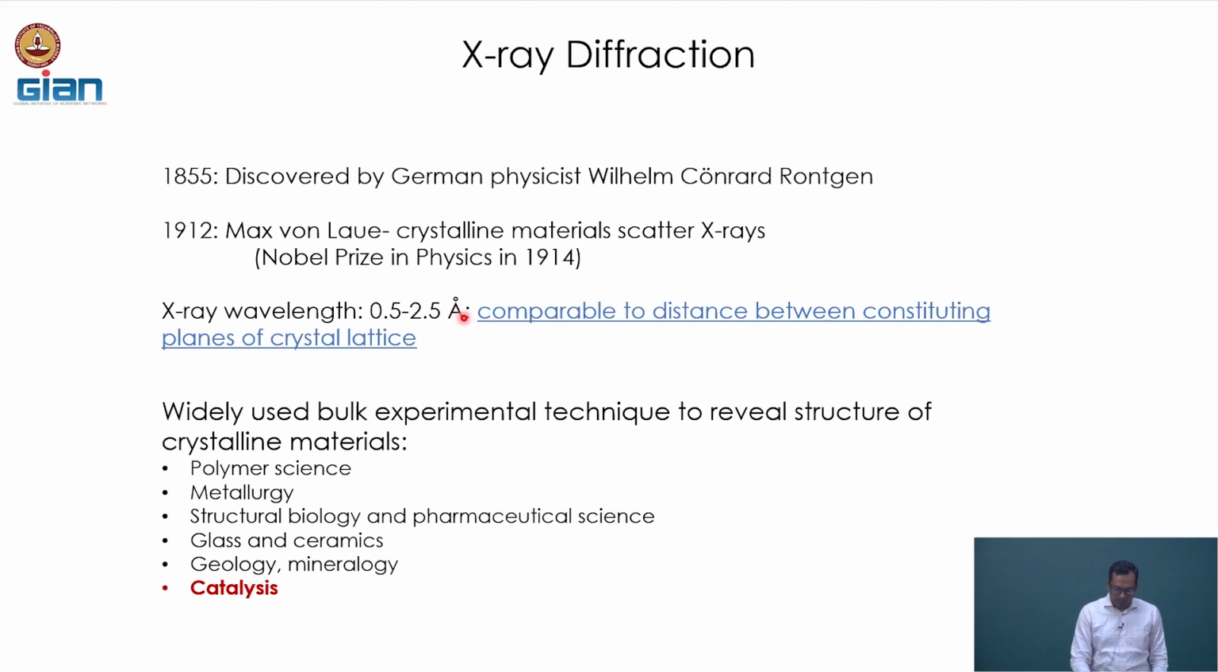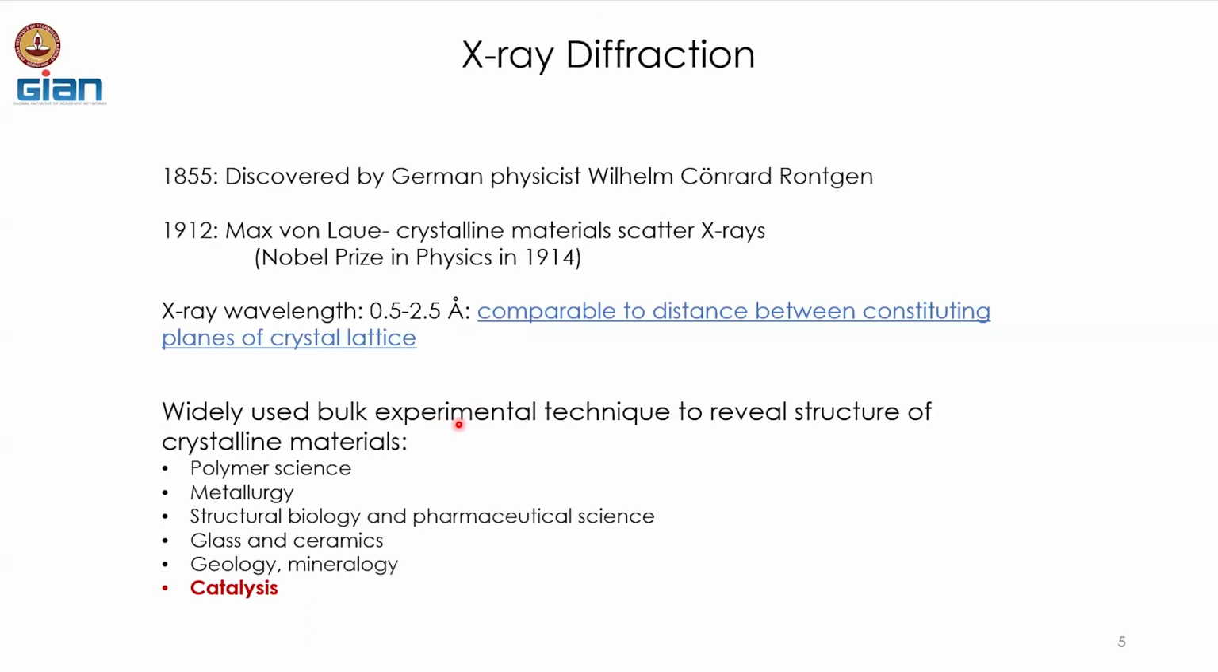Because it is of the same order, we are able to get information about the lattice distance, and from that we are able to identify which crystal is under investigation. So, it is a very widely used experimental technique, not just in the field of catalysis or material science. It goes back to polymer science, metallurgy, structural biology, even pharmaceutical science, and of course ceramics, glass, geology and mineralogy. What we are going to focus on is catalysis, especially identifying the type of the material and their crystalline phases and how those phases evolve during the reactions.